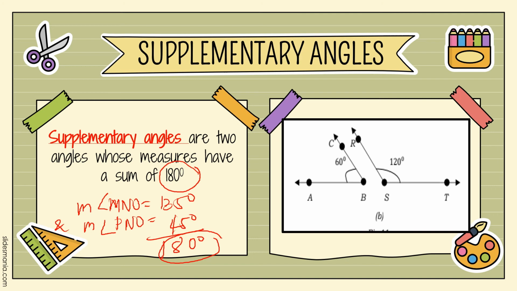Let's have this one. Again, we have separate angles. We have angle ABC and angle TSR. The measurement of angle ABC is 60 degrees and the measurement of angle TSR is 120 degrees. If we add them, is it equal to 180 degrees? Correct. 120 plus 60 degrees, the sum is 180 degrees. That's why it is considered as supplementary angles. I hope that you can follow.